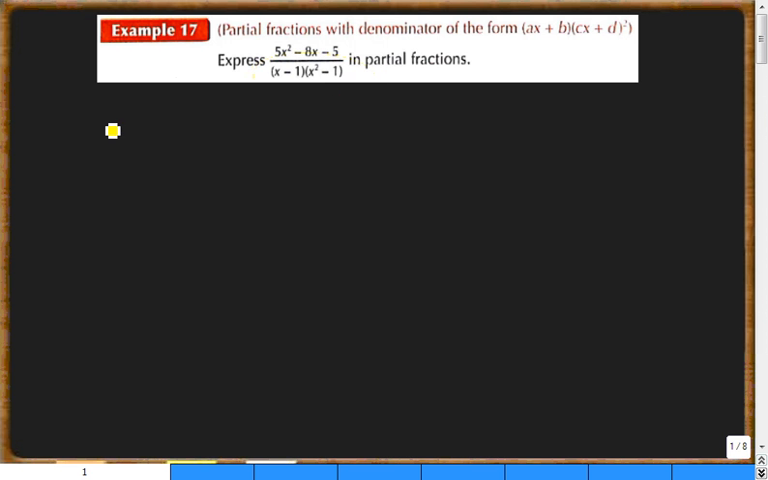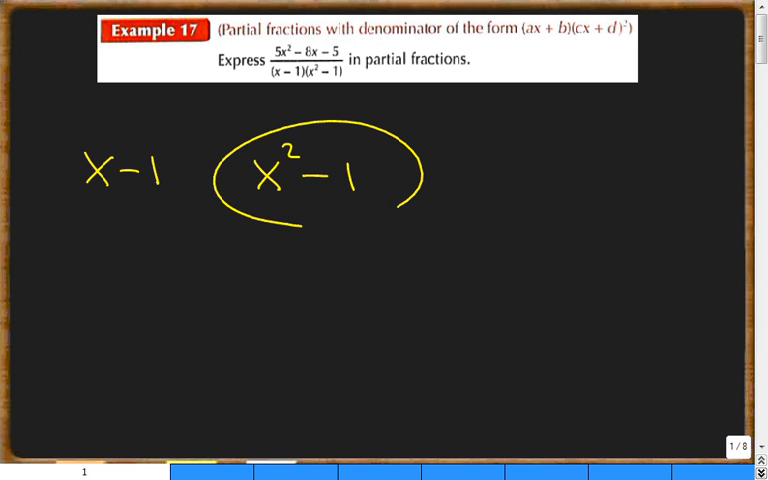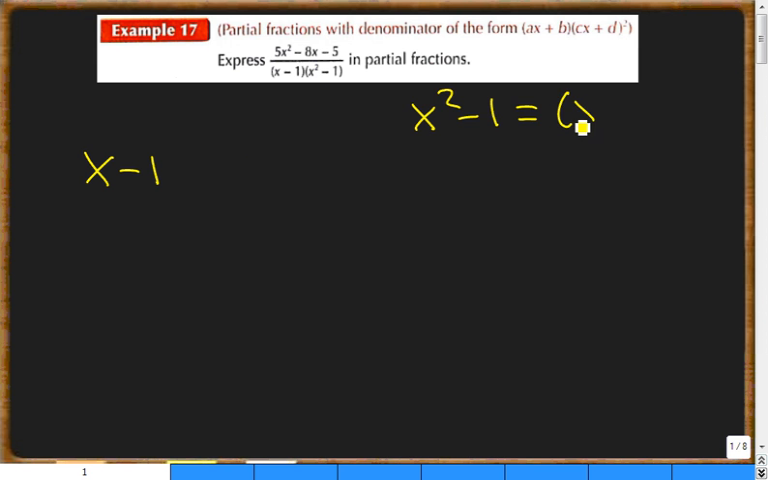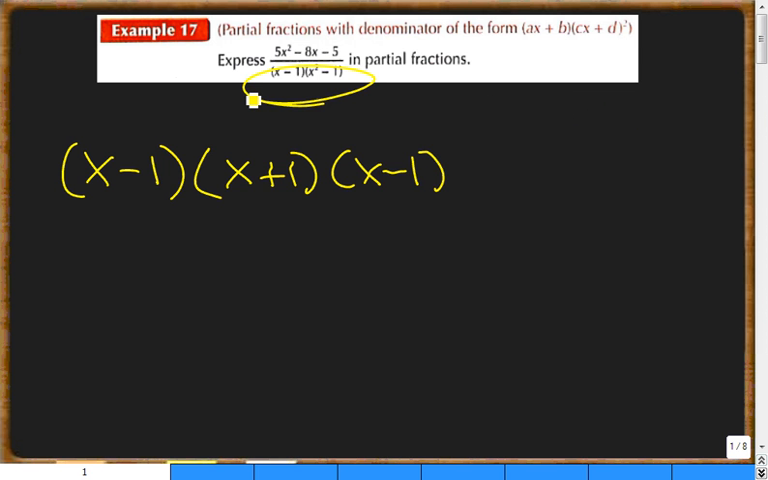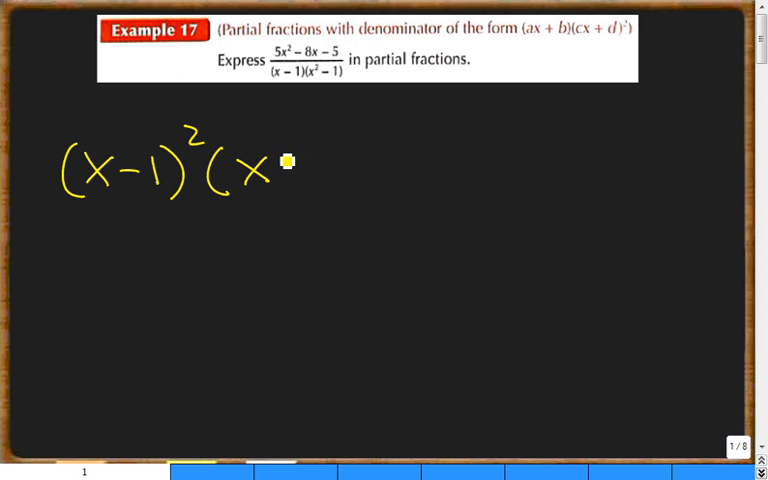So we have x minus 1, and we also have x squared minus 1. Well, for this, we're going to want to separate this into two different parts, okay? So this part here is our x minus 1. Now, x squared minus 1 is the same thing as x plus 1 times x minus 1. So if we factored out the whole thing, this is the same thing as our denominator.